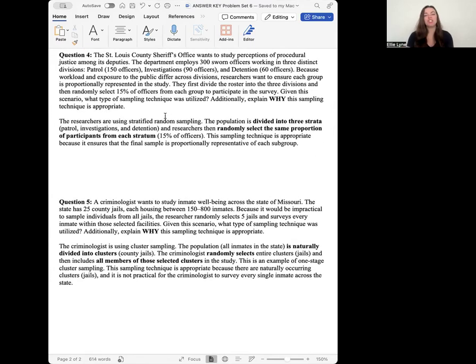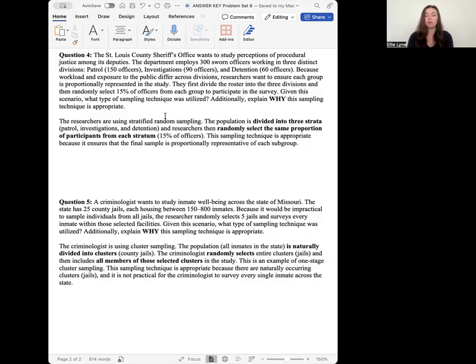Moving on to question number 4. The St. Louis County Sheriff's Office wants to study perceptions of procedural justice among its deputies. The department employs 300 sworn officers working in 3 distinct divisions: patrol with 150 officers, investigations with 90 officers, and detention with 60 officers. Because workload and exposure to the public differ across divisions, researchers want to ensure each group is proportionately represented in the study.